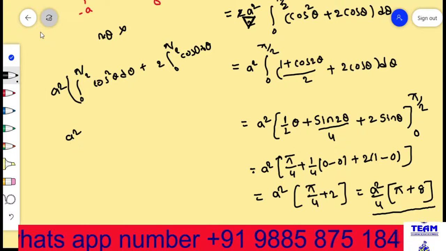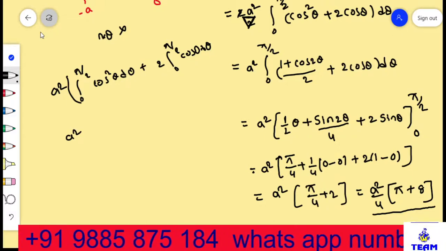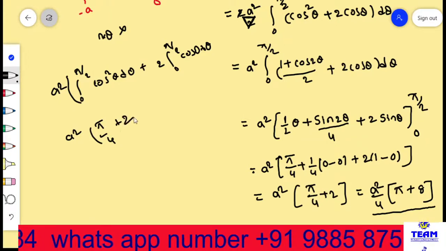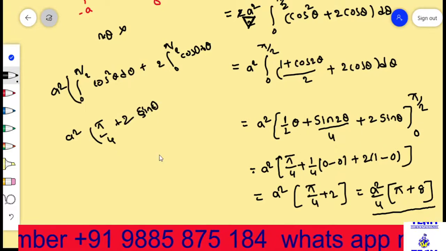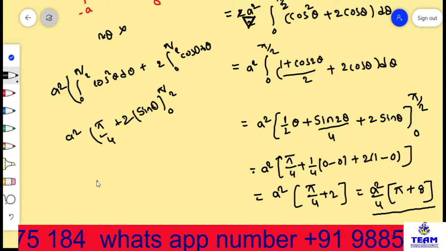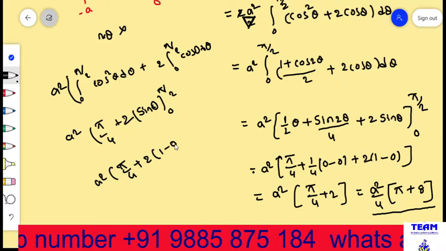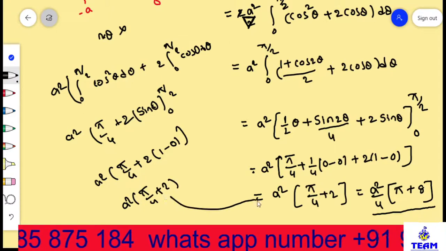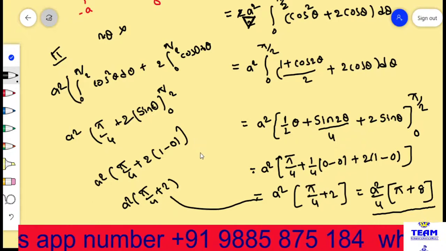Now this is what you have: cos square, pi by 2, which we previously saw in the calculator. So we have pi by 4. Pi by 4 plus 2 times of, what is the cos integration? Cos integration is sin theta. Limits from 0 to pi by 2. Now a square into pi by 4 plus 2 times of sin 90 is 1 minus 0. So a square into pi by 4 plus 2. You see both are the same or not? So this is the second method. Second method, how did you do it? By using the calculator.